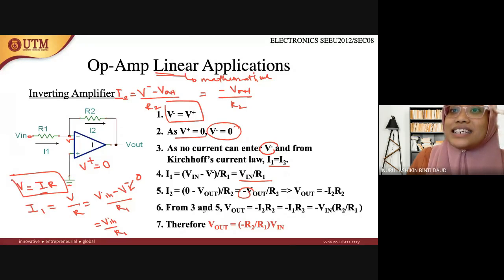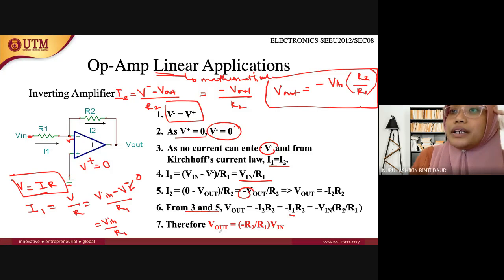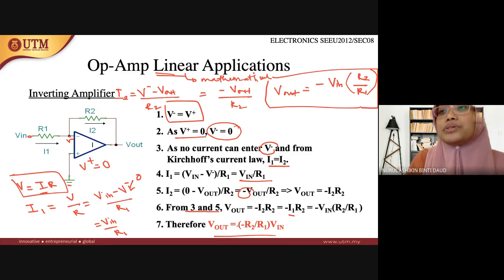And since, from equations 3 and 5, we know that I1 equals I2, you can rewrite this equation. So V out will become minus V in over R2 R1. Okay, so you will get this equation as the final equation for the inverting amplifier. For an inverting amplifier, it's always V out equals minus R2 over R1 times the value of the input voltage. All right.